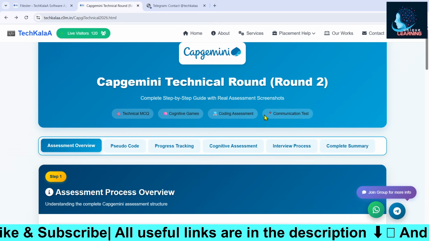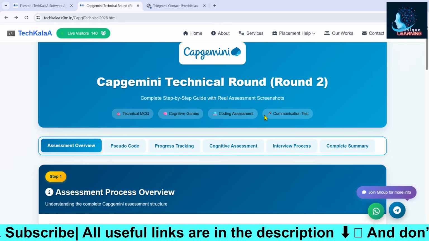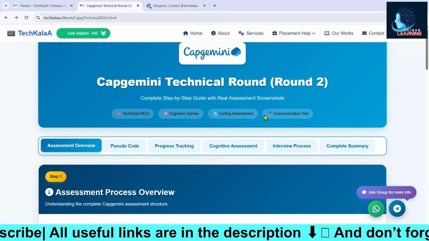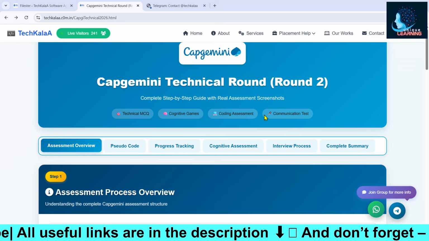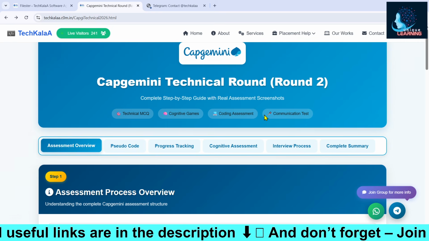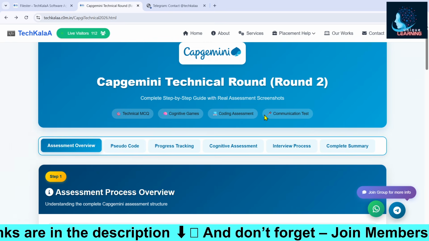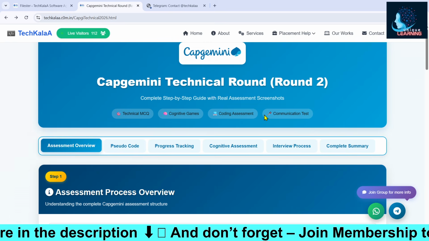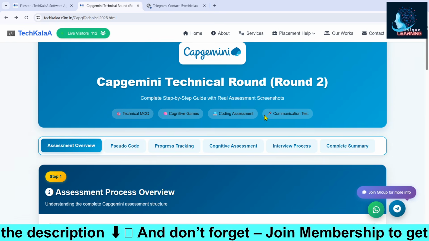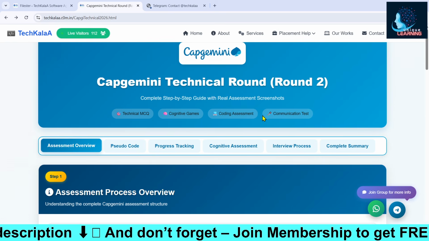So let's begin. Before that, lots of students are having problems in the communication round. They face a lot of troubles, so don't worry, it will be sorted soon by your college and by Capgemini. So right now, if you don't have anything, just keep practicing for the technical round. Hopefully you will get the mail.